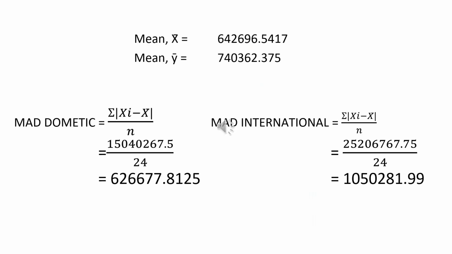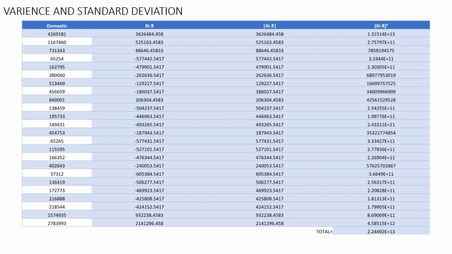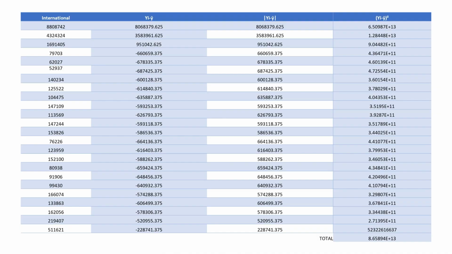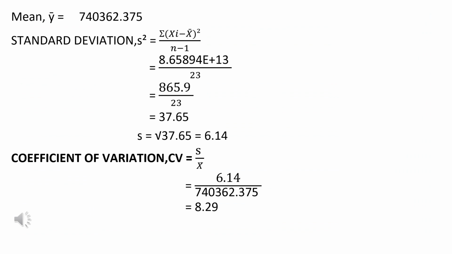For the mean absolute deviation, we will find the MAD for domestic. For the MAD domestic, the final answer is 626677.8125 and for the MAD international is 1050281.99. Using the standard deviation formula, the final answer for domestic is 3.12. The coefficient of variation for domestic is 4.85. Finally, the standard deviation for international is 6.14 and the coefficient of variation is 8.29.